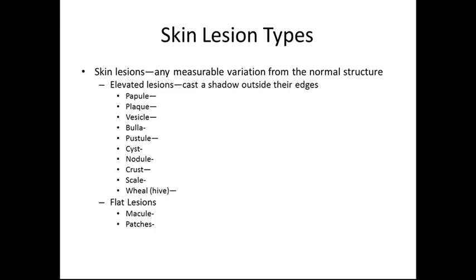Some flat lesions are macules, which are small discolorations of the skin. Some examples might be birthmarks, moles, or freckles. Usually these have no rays in their structure. And then patches, which are large areas of discoloration. Sometimes moles can be very large and not small. Usually your macules are less than 1 to 3 millimeters. Otherwise they are considered patches.